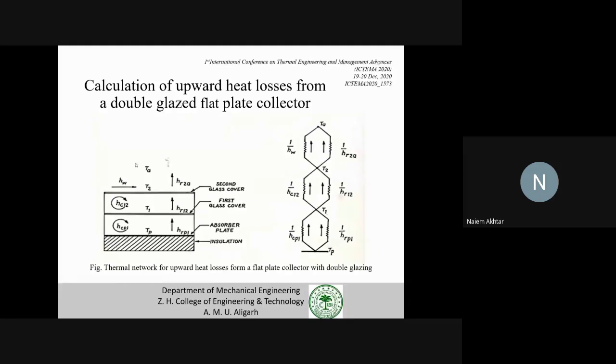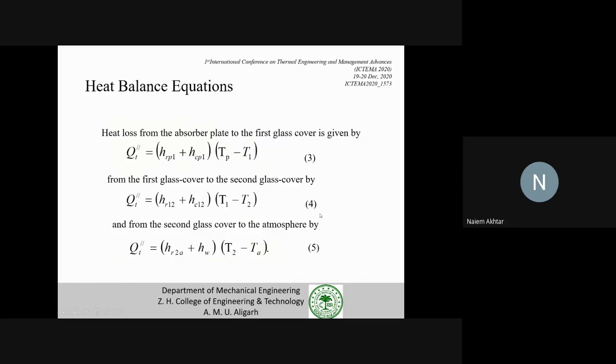Top heat loss coefficient of the double glaze collector. This is the thermal network, and this shows the insulation at the back side, the absorber plate, the first glass cover, and the second glass cover. We know the heat loss is in the upward direction, that is the top loss by convection and radiation, and the right hand side shows the thermal network. These are the governing heat balance equations from absorber plate to the first glass cover, from first glass cover to the second glass cover, and from second glass cover to the atmosphere.